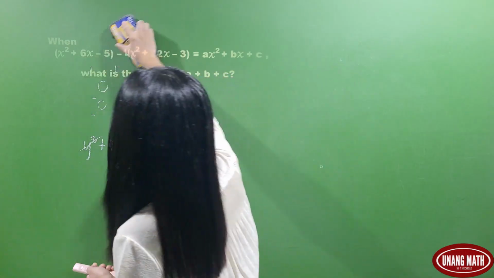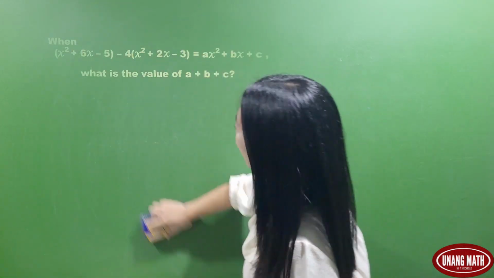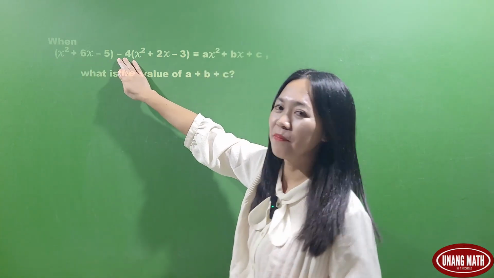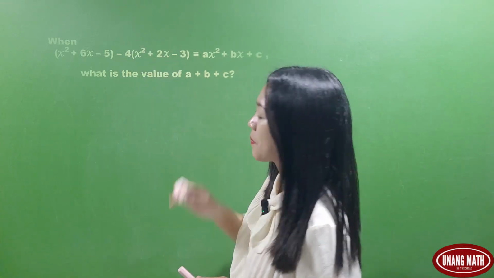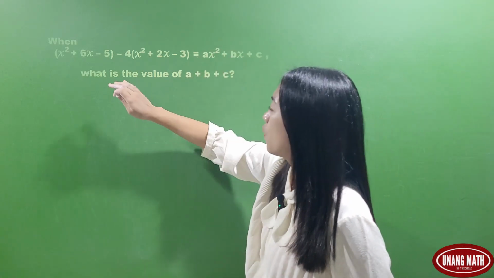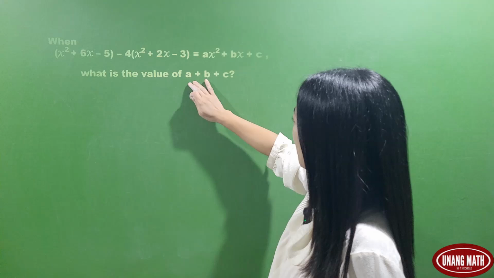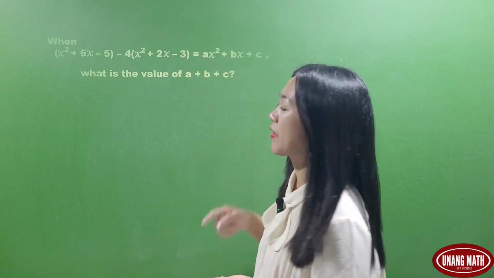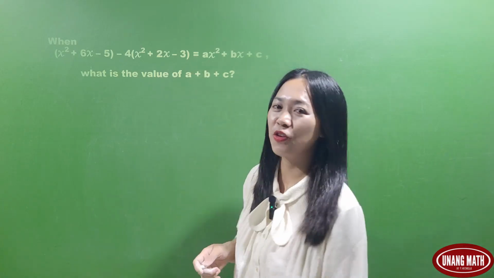Now let's also answer this problem. When x squared plus 6x minus 5, inside the parentheses, minus 4 times this expression x squared plus 2x minus 3, inside the parentheses, is equal to ax squared plus bx plus c, what is the value of a plus b plus c? To get the value of a plus b plus c, we have to know the value of each variable. And we can do that by simplifying this expression.